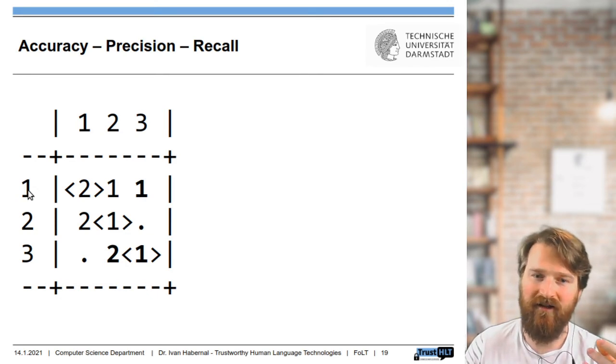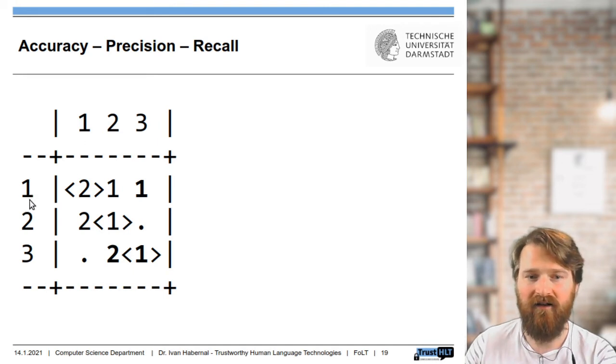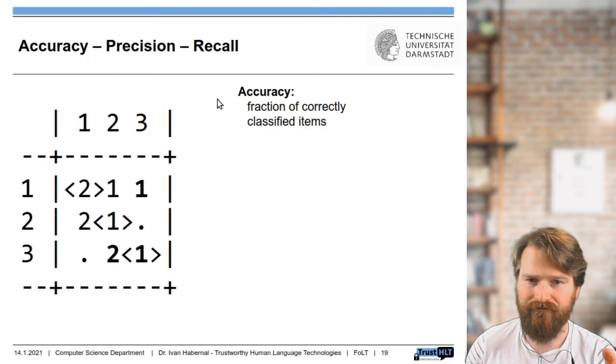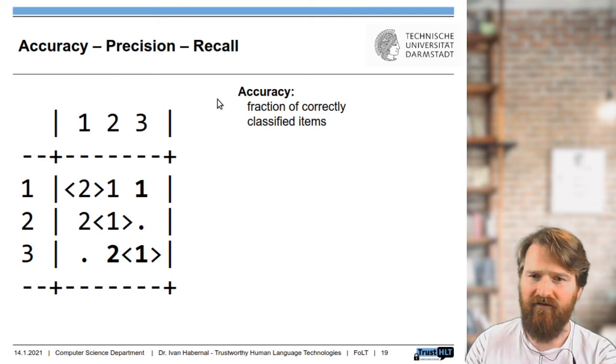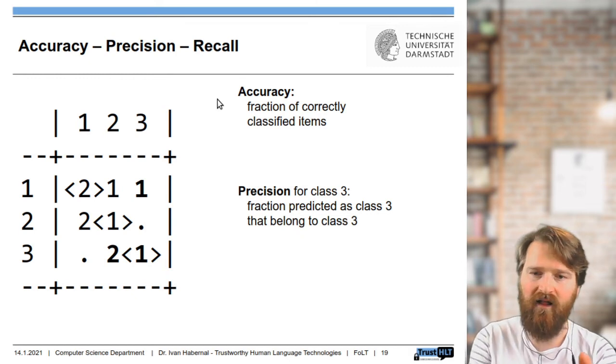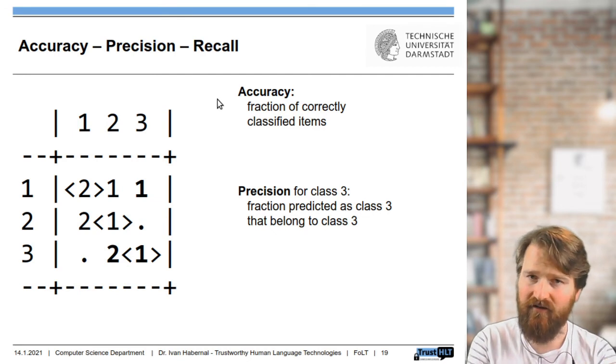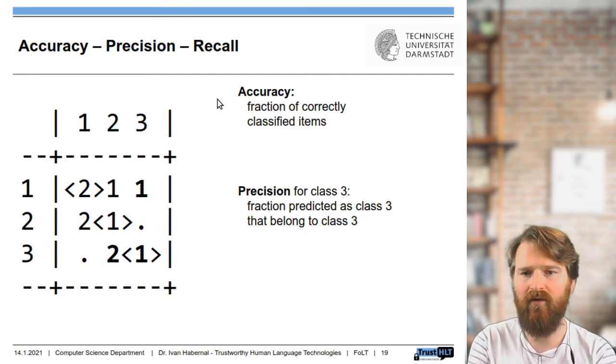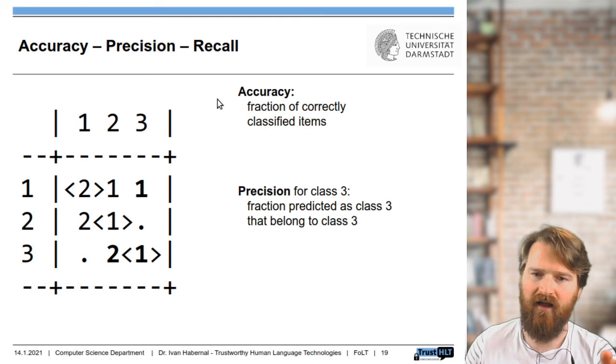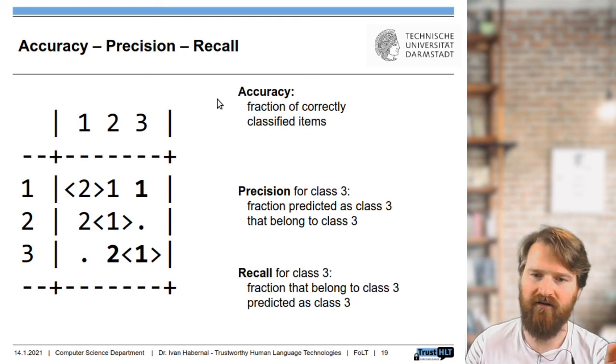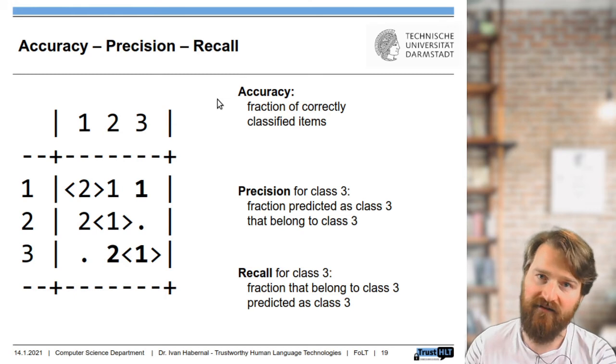So you want to understand not only visually, but also what precision and recall actually mean if you know what these labels are. But for this case, again, this is gold standard and this is predicted. So accuracy is the fraction of correctly classified items. Precision for a class, for example class 3, is the fraction predicted as class 3 that truly belong to class 3. And recall is the fraction that belong to class 3 predicted as class 3.